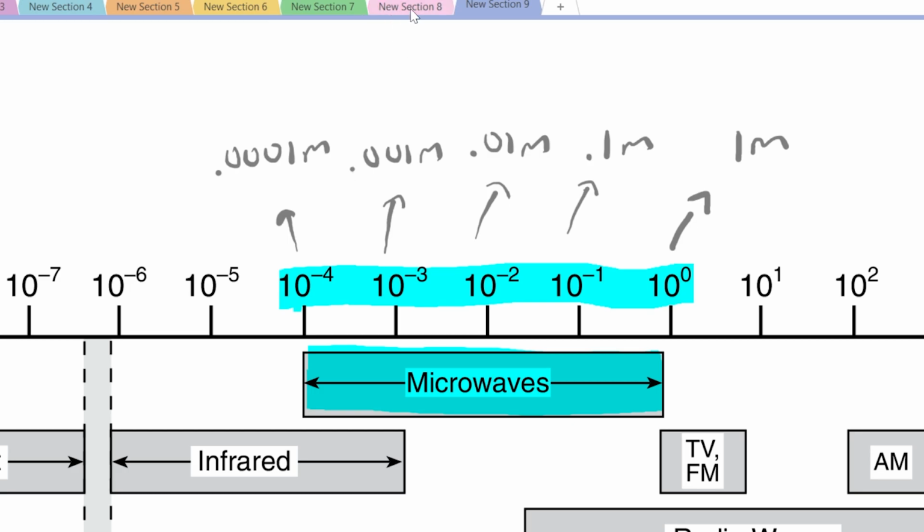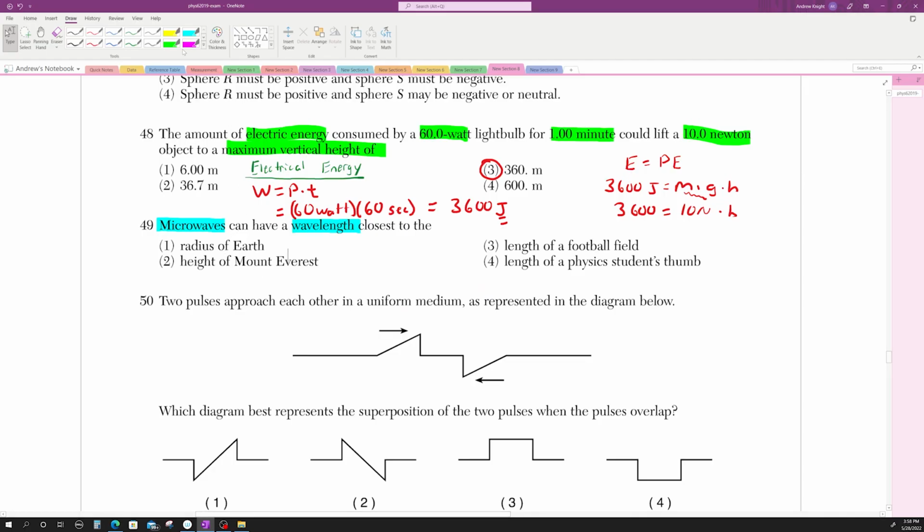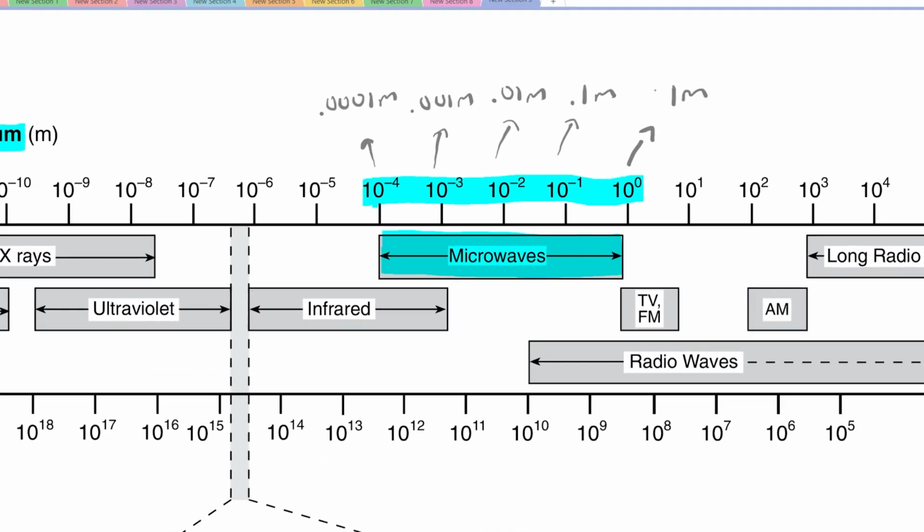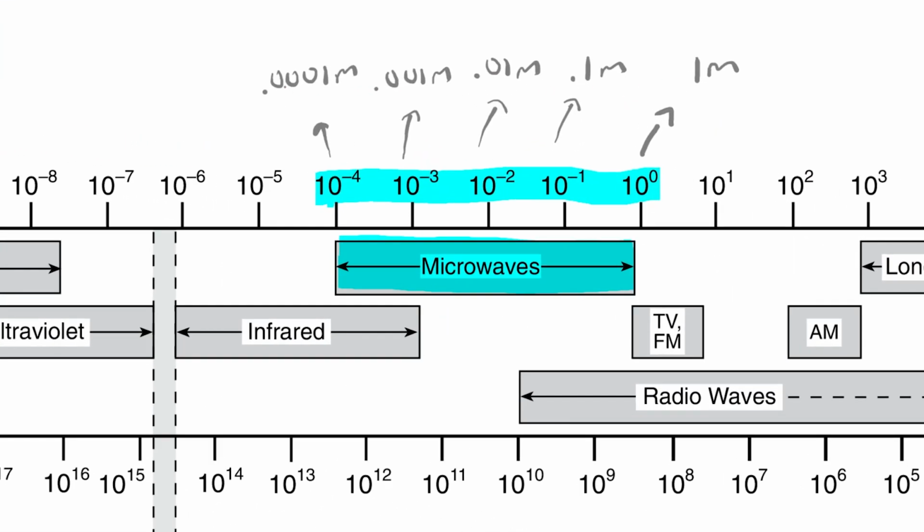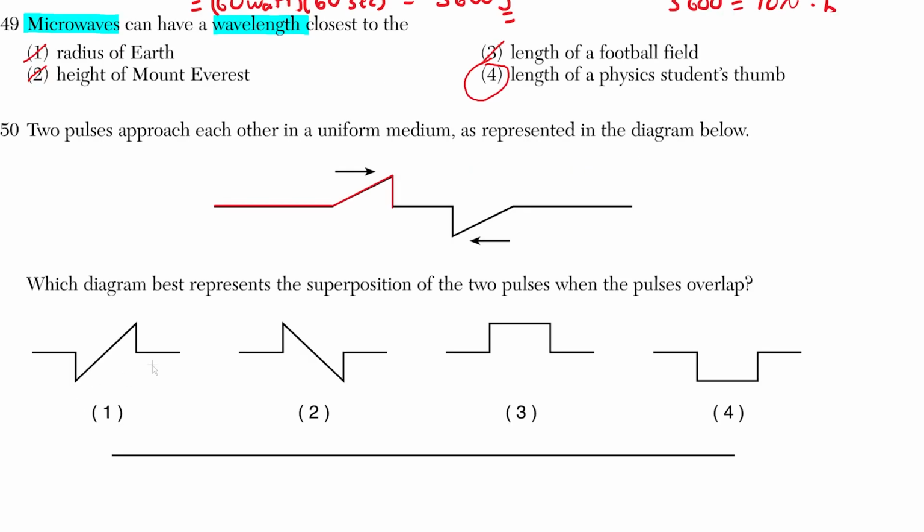So what could this possibly be closest to? Let's look at our choices. The radius of Earth? I think Earth is way bigger than just 1 meter. The height of Mount Everest? Well, everyone would climb it if it was just 1 meter. The length of a football field? That's definitely bigger than 1 meter. The length of a thumb? Well, does a thumb fit somewhere in between 1 meter and 0.0001 of a meter? Yeah, a thumb would be about 1 centimeter or so. So that works. This is a good range for microwaves.